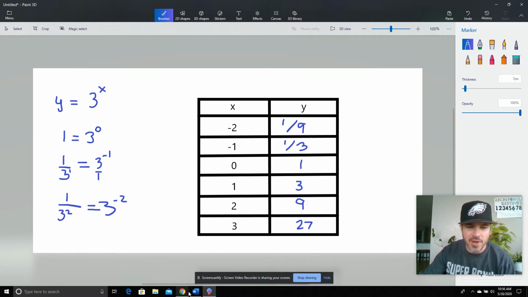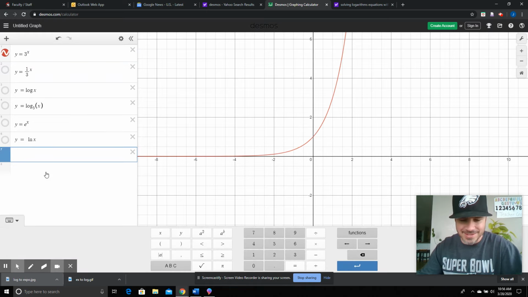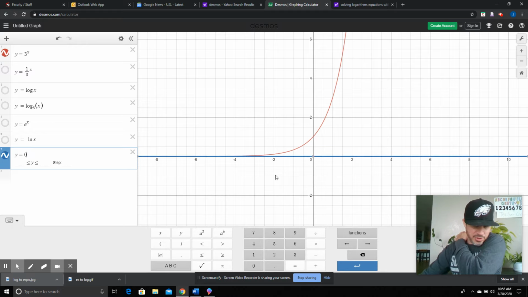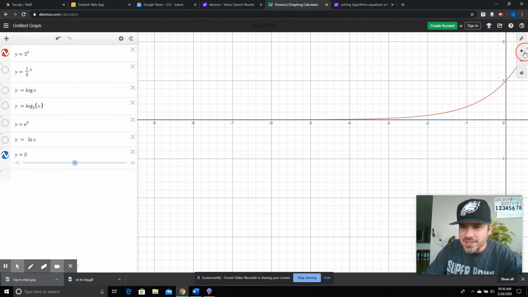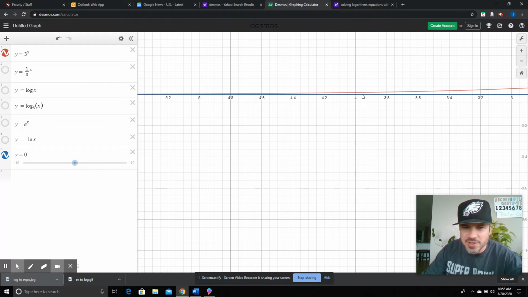It can't be negative. And so what you're seeing here is what creates the asymptote. So we have this asymptote at y equals 0, this blue line here. And what that means is that this function will never, ever cross that line. So you can see as I zoom in, we're never going to be able to touch that blue line with my red line because it's impossible to make a negative number with an exponential, okay?